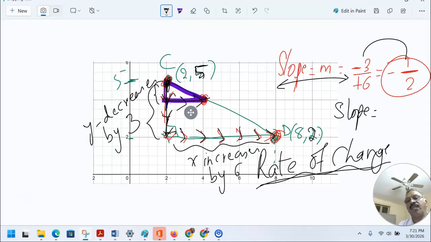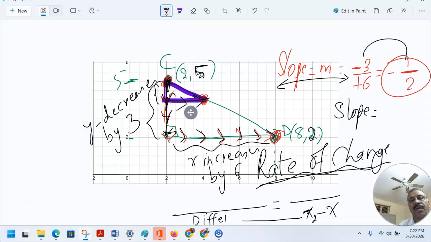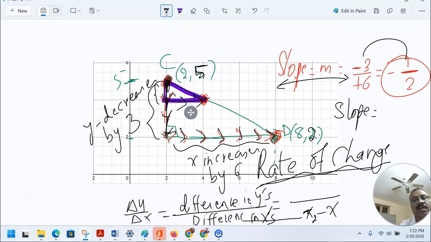That's the understanding. Rate of change is the ratio of the difference in the y's over the difference in the x's. We write it y2 minus y1 over x2 minus x1. The denominator is the difference in x's, and the top one is the difference in the y's. Another way to write it is using delta notation. So delta y over delta x, change in y divided by change in x.